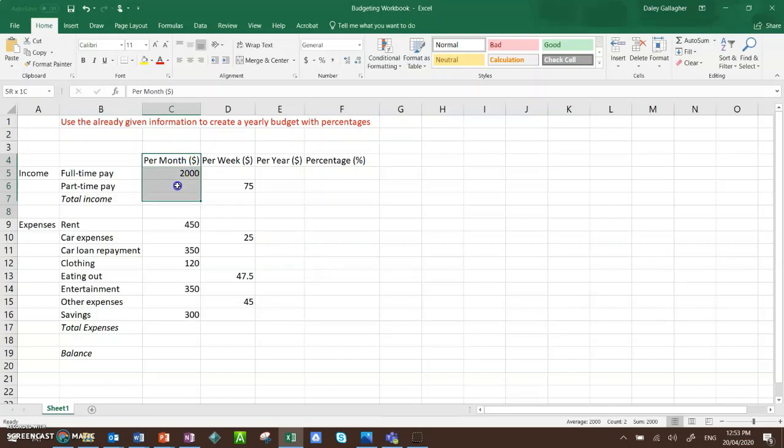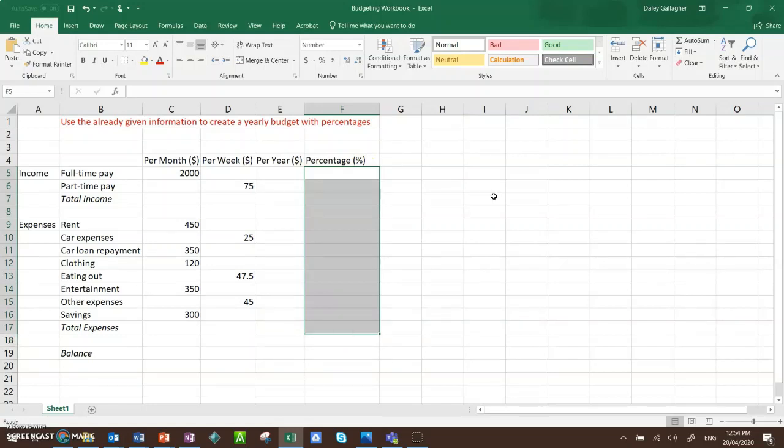So we've got some monthly information and we've got some weekly information. And what we need to do is turn all of that information into yearly totals, and then we can find the balance. So that means how much money's left over at the end of the year for extra things, whether that's luxury purchases, or maybe they just keep it aside for savings or emergency purchases. And now we've also added a percentages column here. So we'll be able to use Excel to turn things into a yearly total and then also find out what percentage of the total expenses does clothing represent, for example, or what percentage of the total income does part-time pay represent. So let's start with our incomes here.